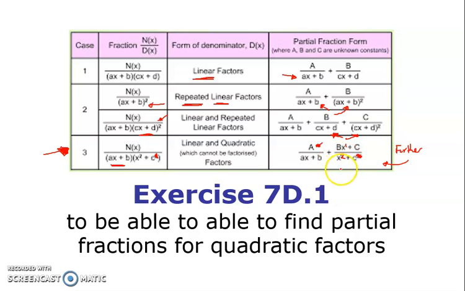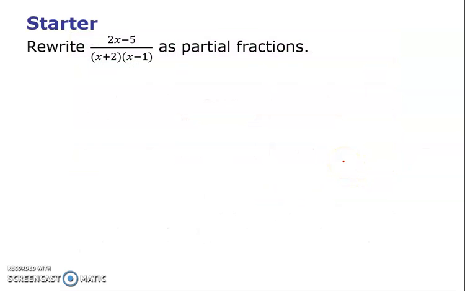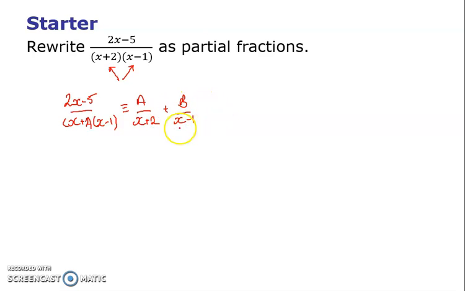But these are the type that I want us to be able to try today. So let's have a go at these. This is just a reminder, of course, of what we've done before. You can tell that because both of these are linear factors. So all I can do is I write 2x minus 5 over the double bracket. And of course I write a over the first one plus b over the second one. And then I write the right hand side with a denominator similar to the left hand side.